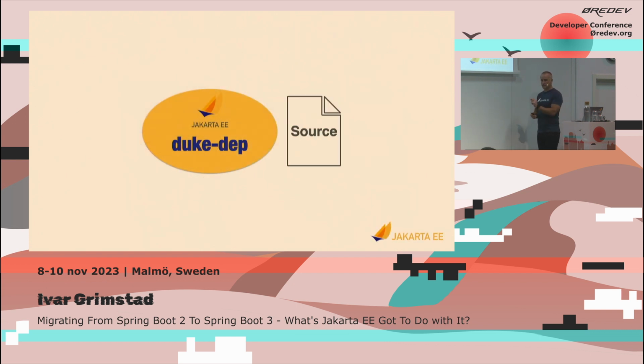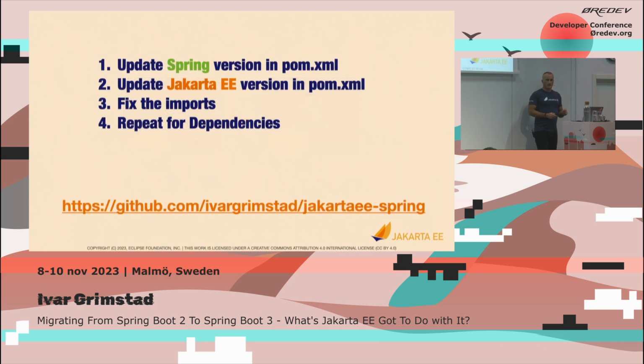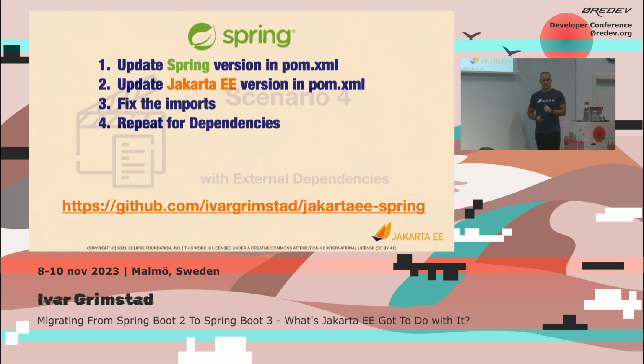Well, I had the source code for Duke dependency, so that was easy. So what I did was just to take this one from 1.0 to 2.0. So what I did was to update the Spring version, update the Jakarta EE versions, fix the imports, and repeat for all the dependencies that I had the source codes for.